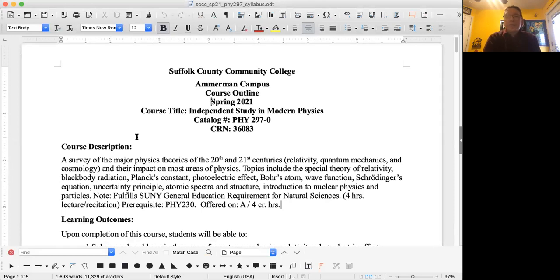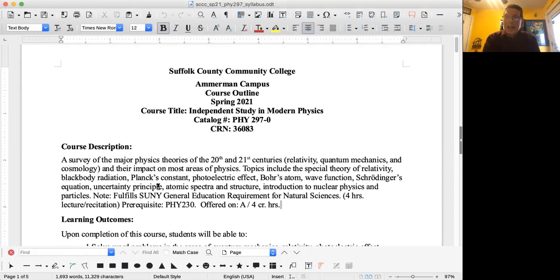So we're going to be covering theory of relativity, black body radiation, Planck's constant, the photoelectric effect, Bohr's atom, the wave function, Schrodinger's equation, the uncertainty principle, atomic spectra, a little bit about solid state physics, about molecular spectroscopy, nuclear physics, and particle physics, and then ending on cosmology. So we're going to be covering the full gamut. We're not going to go into a whole lot of detail because you can't cover everything that we're talking about in this class in a lot of detail in one semester.